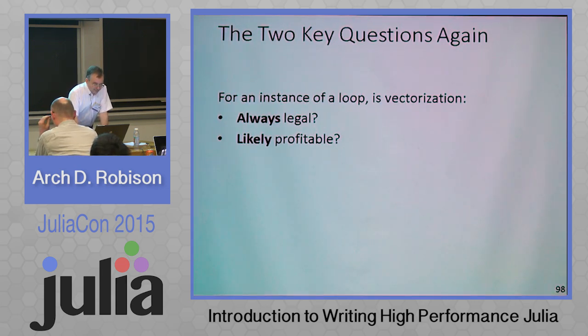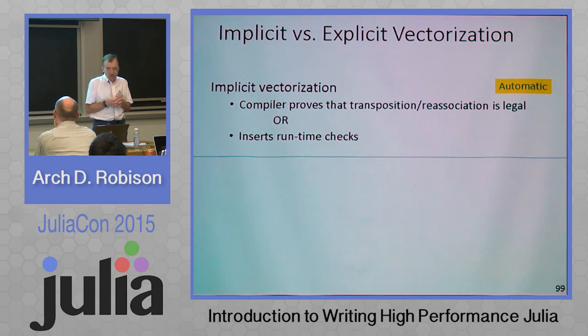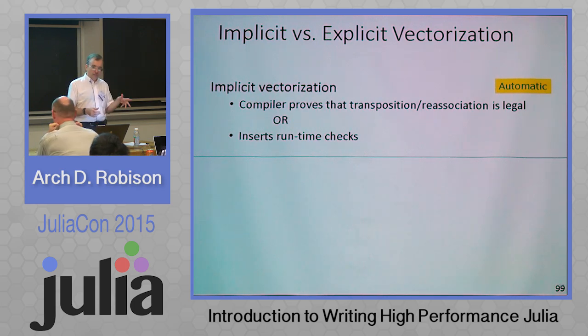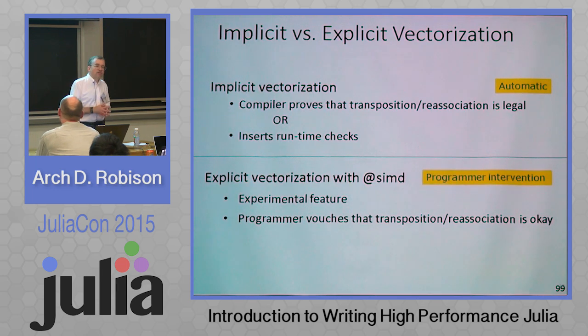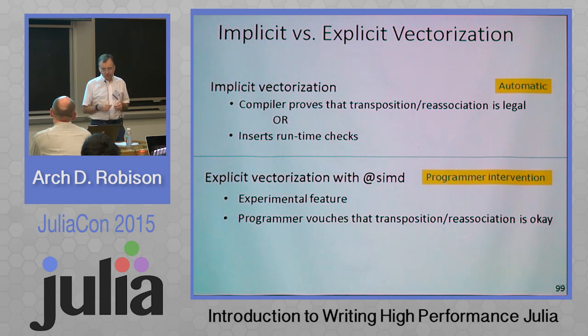In answering those questions, you can either depend upon the compiler answering them, that's called implicit vectorization, where it proves that changing the order of evaluation doesn't change the result. Or the compiler will insert runtime checks and check whether changing the order was OK, and use serial code if it's not OK, and vector code if it was OK. The other way is explicit vectorization with @SIMD. That's where the programmer intervenes and says, yes, I know this loop is semantically safe to execute in SIMD mode. Go ahead and do it.